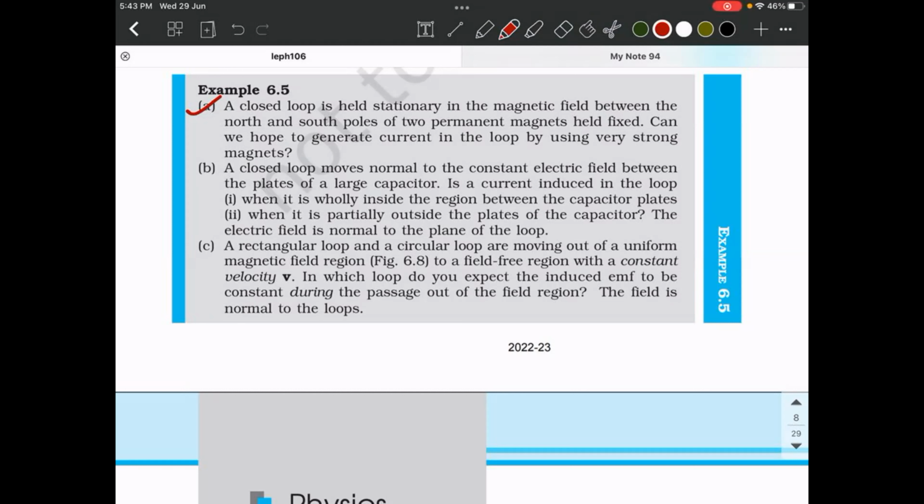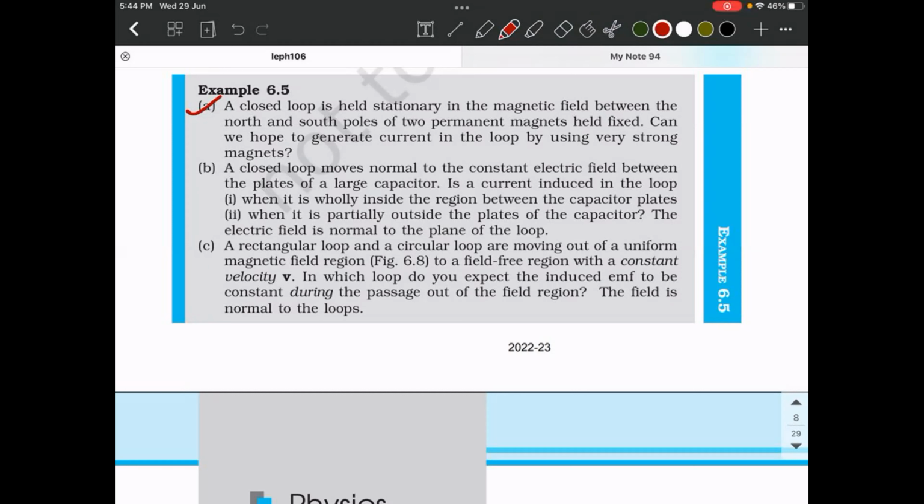Second, a closed loop moves normal to the constant electric field. There is a closed loop which is moving perpendicular to a constant electric field, which exists between the plates of a large capacitor. Is a current induced in the loop first when it is completely placed inside the region between the plates of the capacitor, and second, when it is partially inside and partially outside?